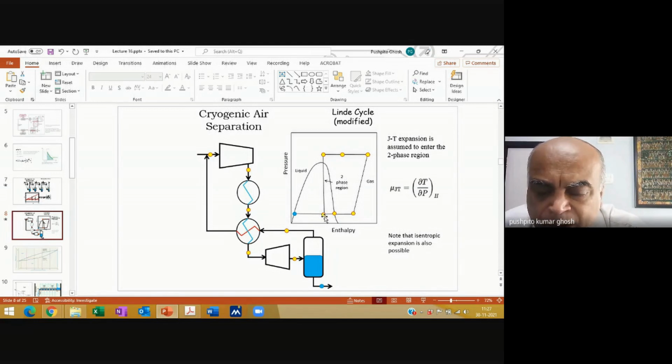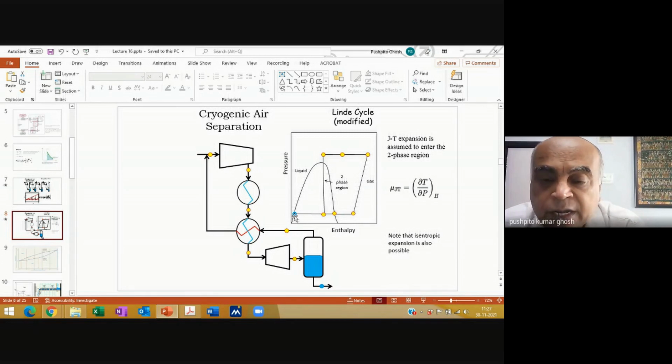And once I've come down in pressure, I enter this two-phase region. This is the typical two-phase region for a gas like air. We know that at a certain temperature and pressure, which is below the critical point, you will have a two-phase region where you will have liquid and vapor coexisting. That is this point which I'm talking about. Effectively, it is basically partly things existing as a liquid and partly as a vapor. There's nothing else. Vapor and liquid.